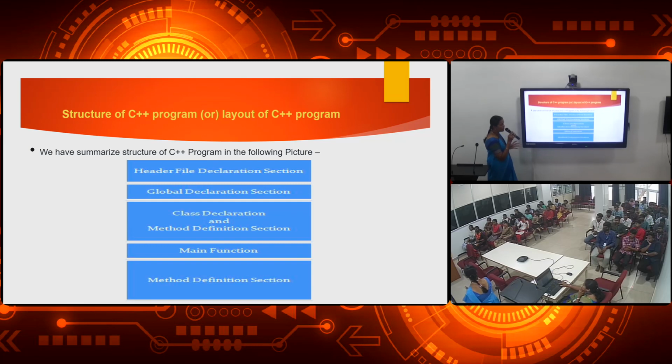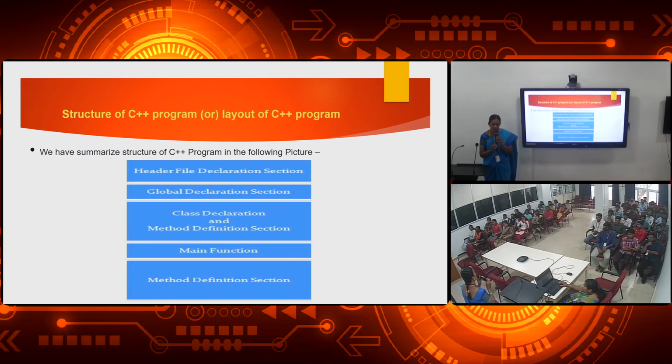The third part consists of the class declaration and method definition section, which means that here you have to define the class. The class consists of both data members and methods. The definition of the methods can be given either inside the class or outside the class. That depends upon the size of the definition of the function. We have to decide whether the function definition is given inside the class or outside the class.